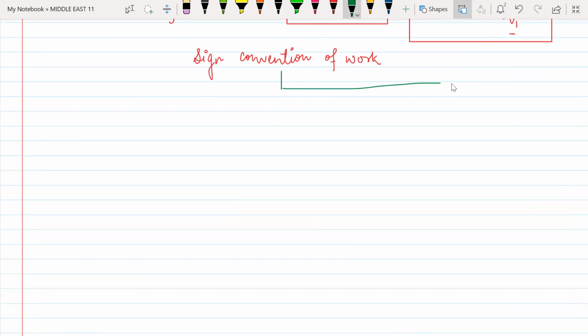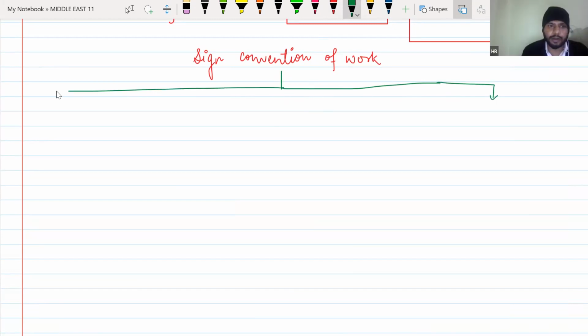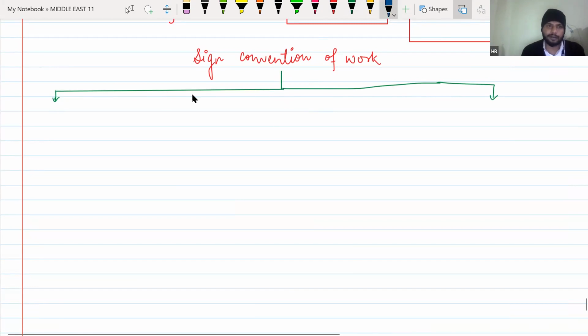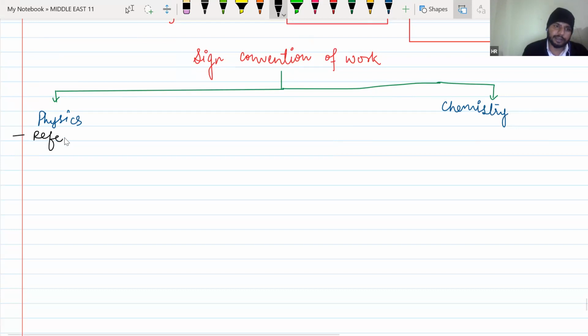Now see, that depends upon the reference only. That is the difference, only in the sign, positive or negative. In physics, I'm going to tell you what we took as a reference, and in chemistry, what we took as a reference. If you talk about physics, the reference is gas. We calculate work done with the reference of gas.